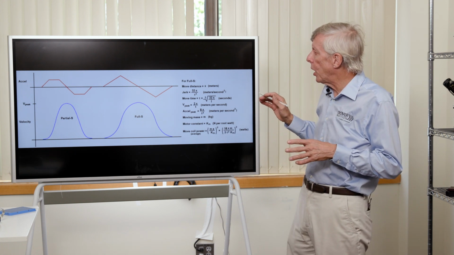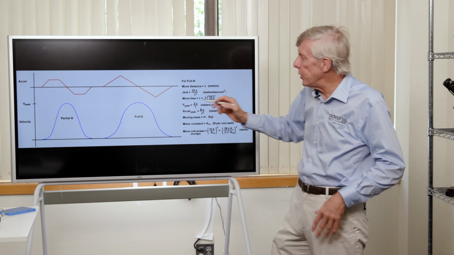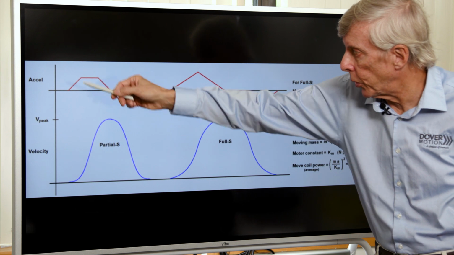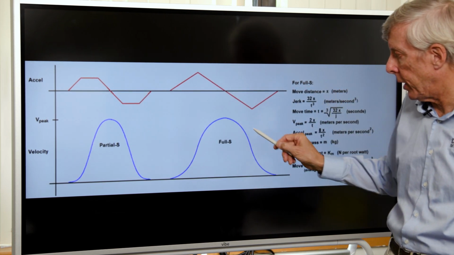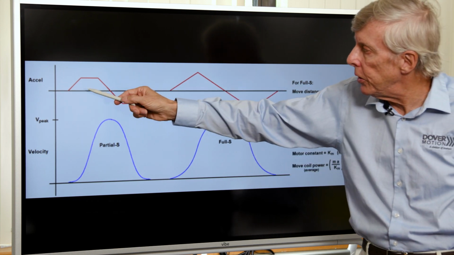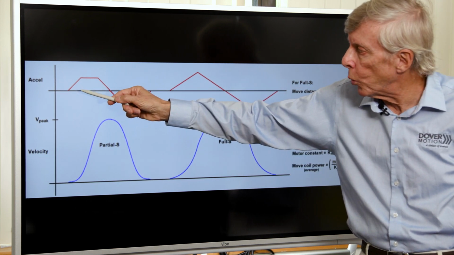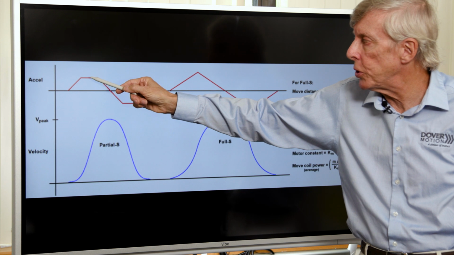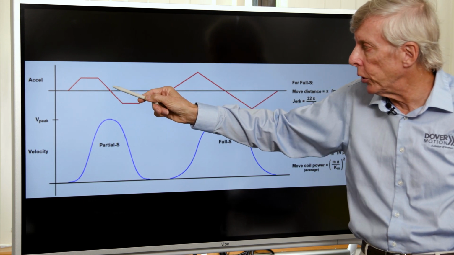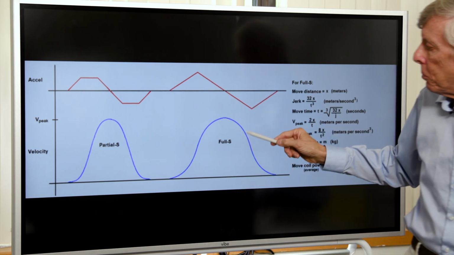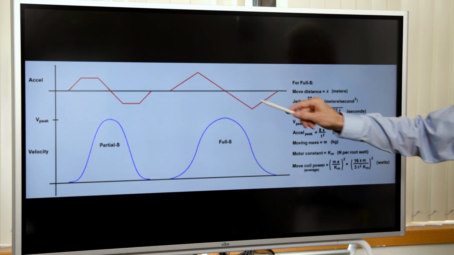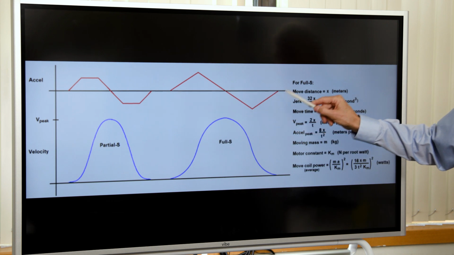When you use S-curve, either partial, where the acceleration is shown up here, the velocity now looks rounded rather than triangular, but the acceleration is ramped in from 0 up to its peak and held constant, and then again it reverses for the deceleration phase. But when we use full S-curve, the acceleration is triangular.